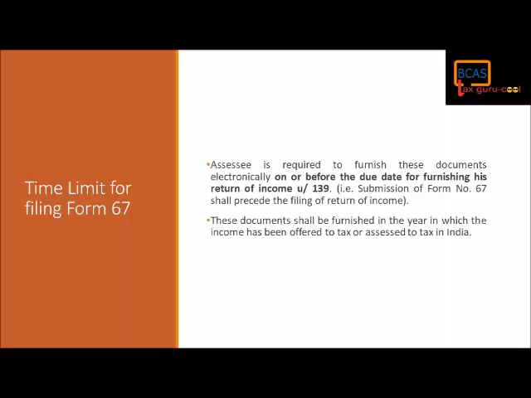The time limit to file Form 67 is before filing the income tax returns in India under Section 139. So before filing the ITR, Form 67 has to be furnished to the Income Tax Department. These documents shall be furnished in the year in which the income has been offered to tax or assessed to tax in India. Because whenever we are offering the income, in that particular year only we have to take this deduction as well. That is the logic behind this particular condition.